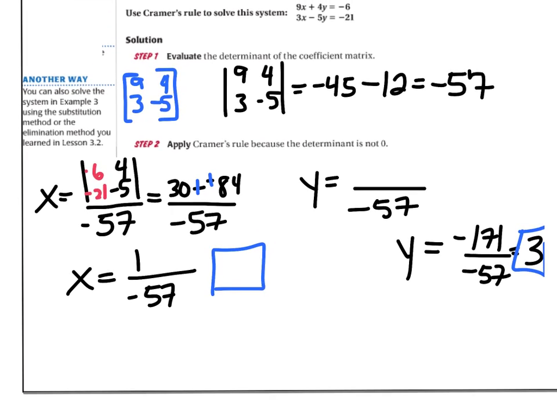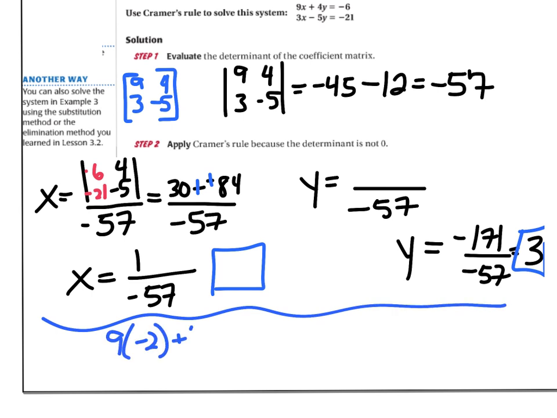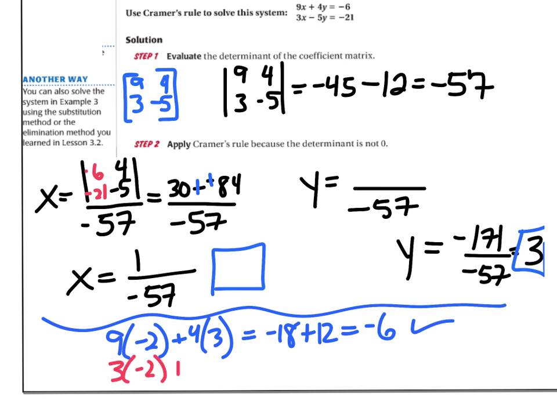And I'll just say check, and we had 9 times the -2 plus 4 times 3, which is -18 plus 12, which is indeed a -6. And then the second equation, we had 3 times the -2 minus 5 times 3, and you get your -6 minus 15, which indeed is -21.